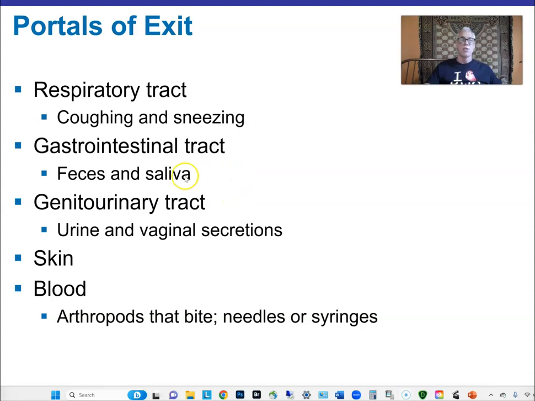Many diseases. Salivary transmission can occur through the gastrointestinal system. Urogenital tract, urine and vaginal secretions can carry pathogens from one host to another. Sexually transmitted infections and so forth. Skin, blood, arthropods that bite can pick up microbes from the blood and then transfer to another host. People that are injecting drug addicts can transmit disease by sharing of needles and syringes.